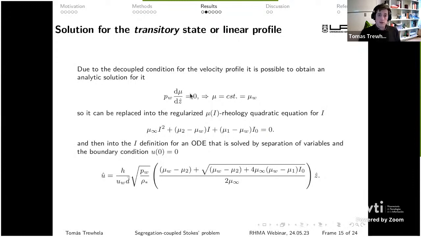And this solution can be found by applying a steady state condition to the momentum equation, and this is quite simple. It only says that after the steady state is achieved, the frictional coefficient will be equal to the one applied by the plate above. And this can be replaced into the regularized mu of I rheology, which can be expressed as a quadratic equation. And then that allows us to find an ODE that can be easily solved to find the velocity profile in the vertical.